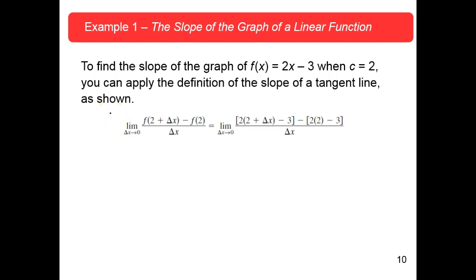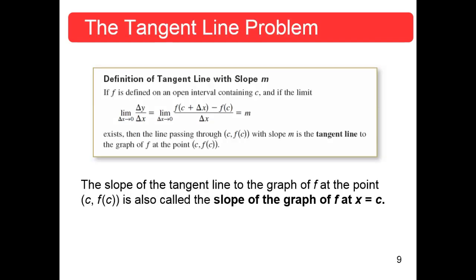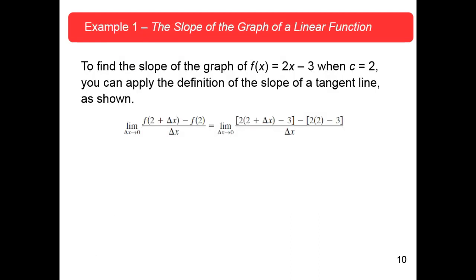Well, they're doing it for you. If you go back, it's f of c plus delta x minus f of c, divided by delta x. Well, here, the c is 2. So c plus delta x would be 2 plus delta x. So it's f of 2 plus delta x minus f of c, which is f of 2, and we're going to divide that by delta x. Okay, so what we've done is just do that.